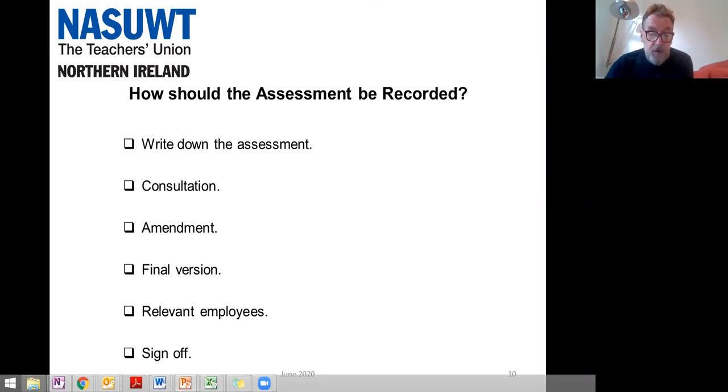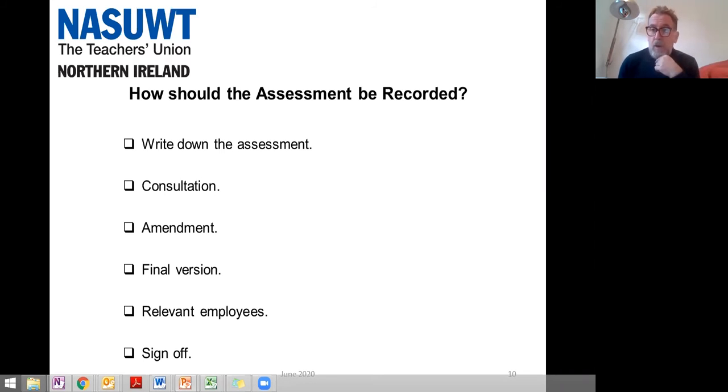So once the consultation period is finished, the final version can be produced, taking into account any suggestions from the health and safety representatives and or employees. It must then be published in an easily accessible format and shared with all relevant employees. So, for example, pupil risk assessment should be shared.